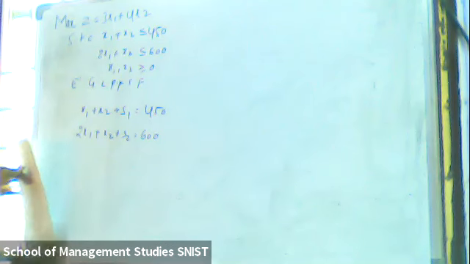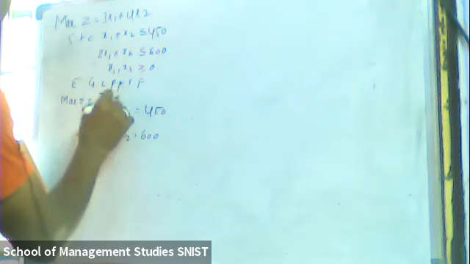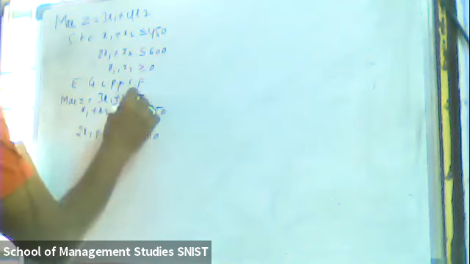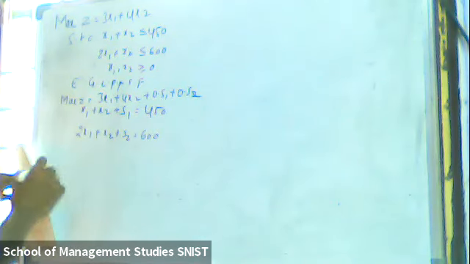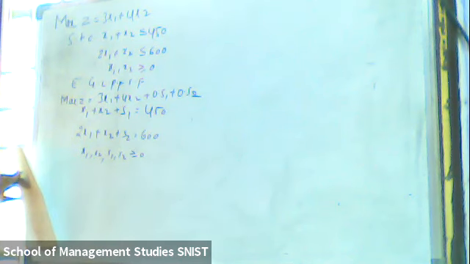Now maximize z equals 3x1 plus 4x2 plus 0s1 plus 0s2. Okay. Now the non-negativity restriction: x1, x2, s1, s2 greater than or equal to 0. Fine. Yes or no? Yes, sir.